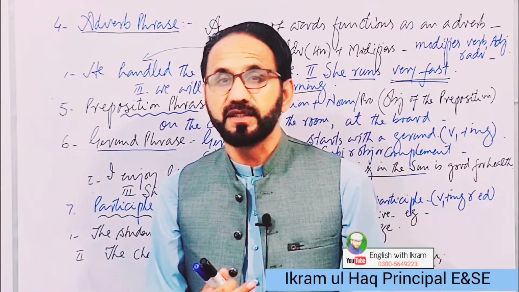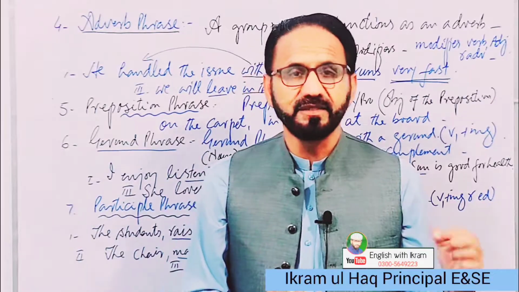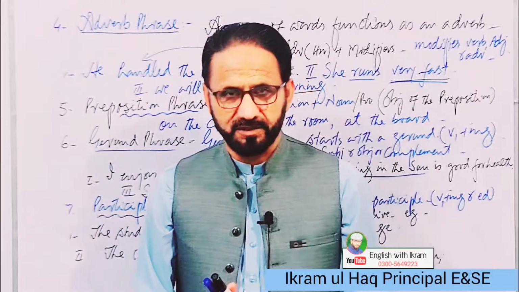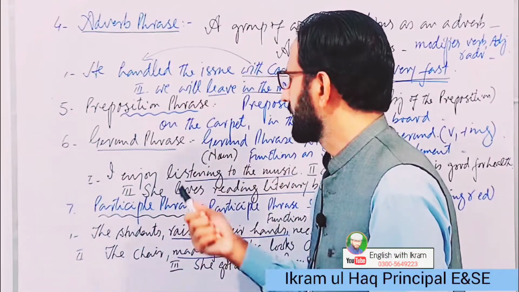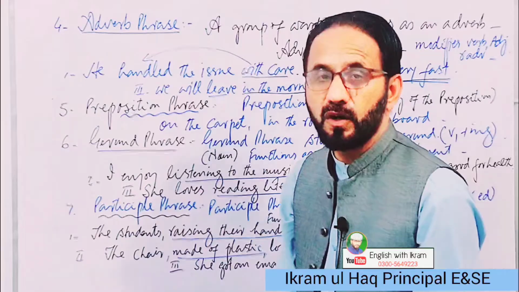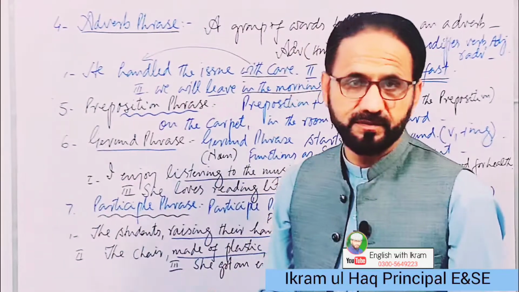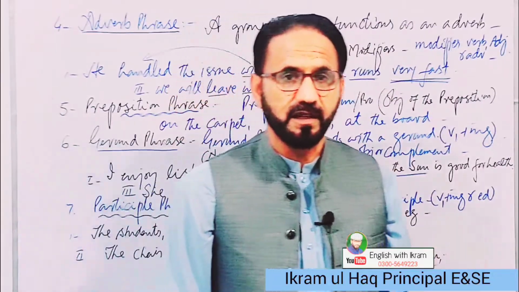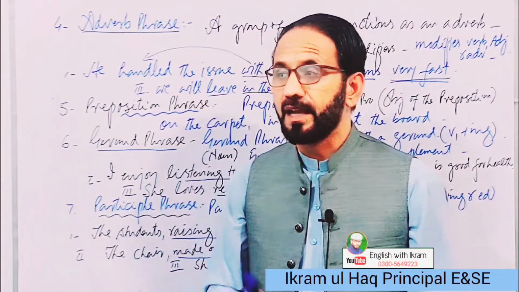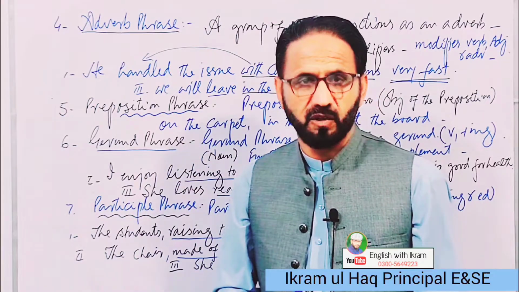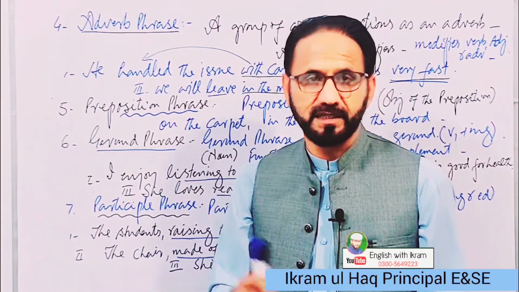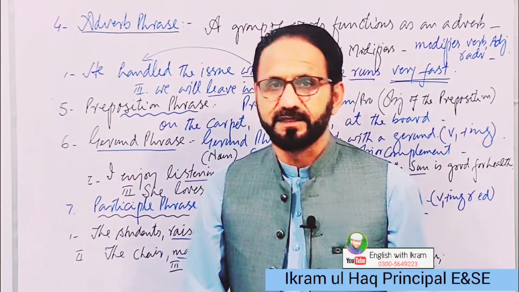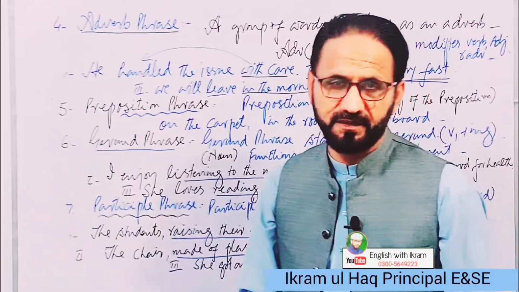A prepositional phrase starts with a preposition and ends with a noun or pronoun, which is the object of that preposition. For example, he is sleeping on the carpet. In the room, it's very simple, I think. On the board, at the board, he is looking at the board. On the sofa, on the chair, in the room, in the pocket. These are prepositional phrases. The next, gerund phrase.